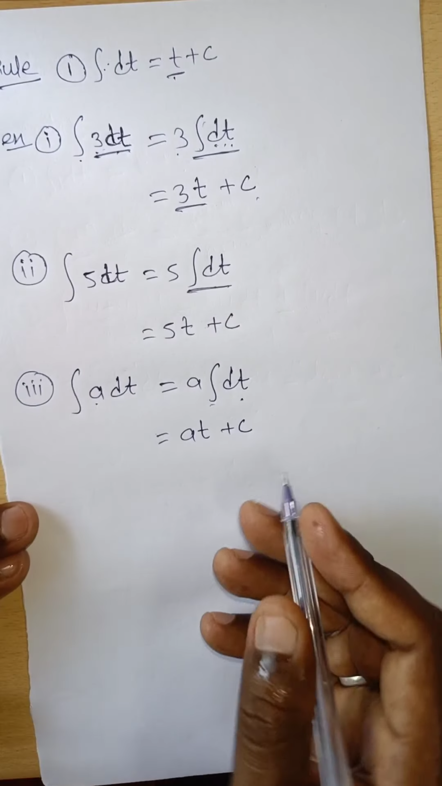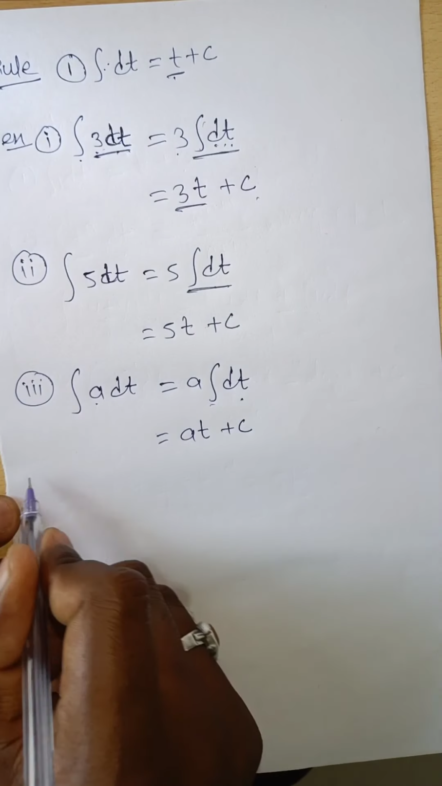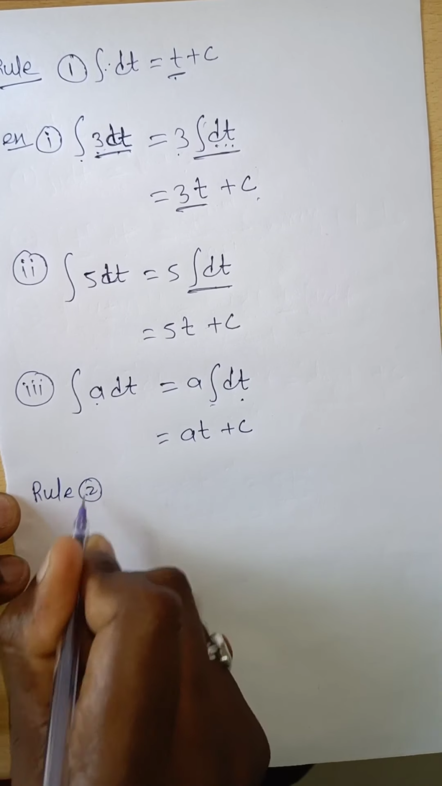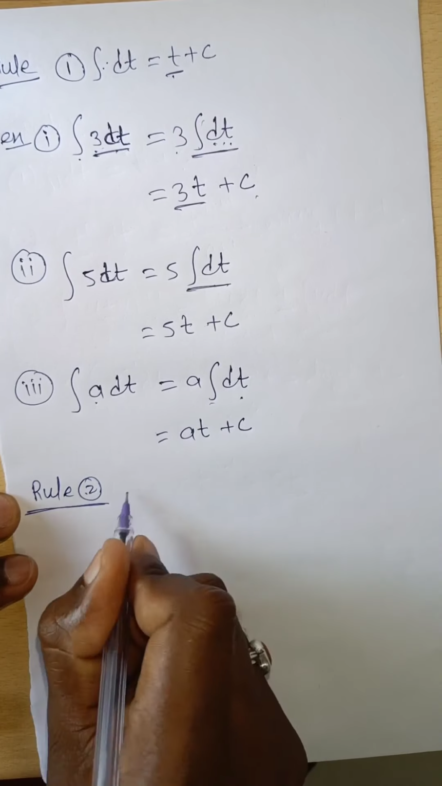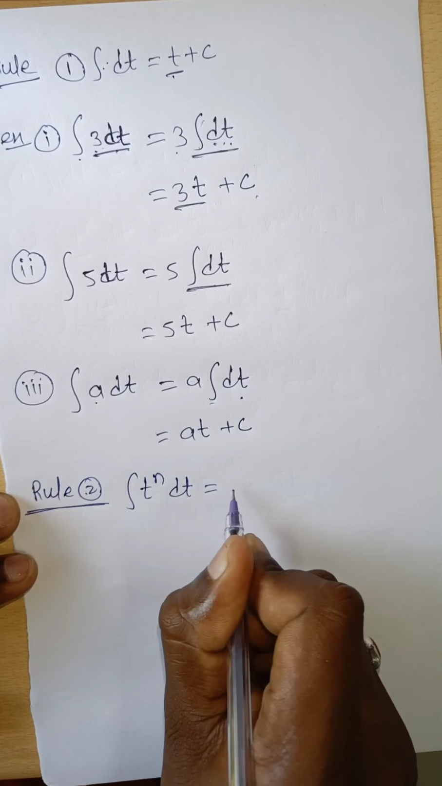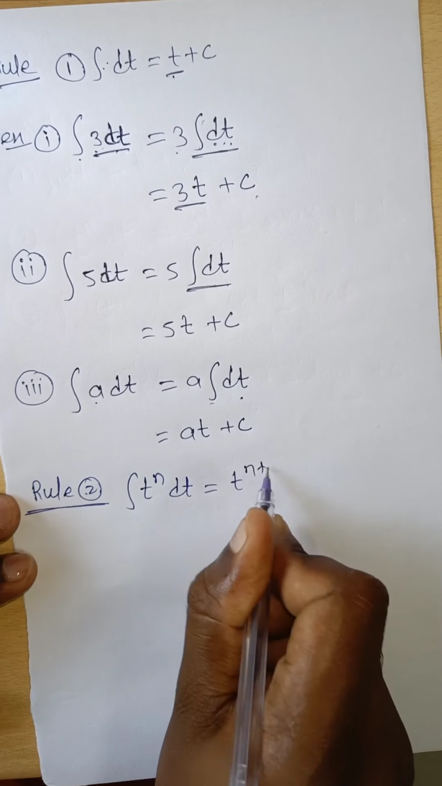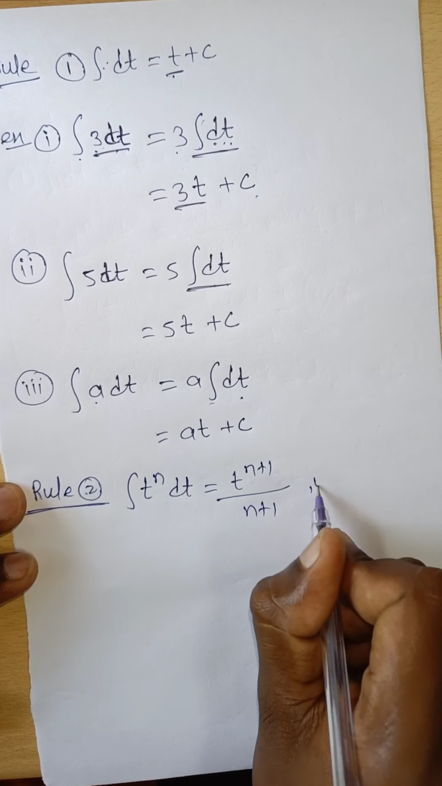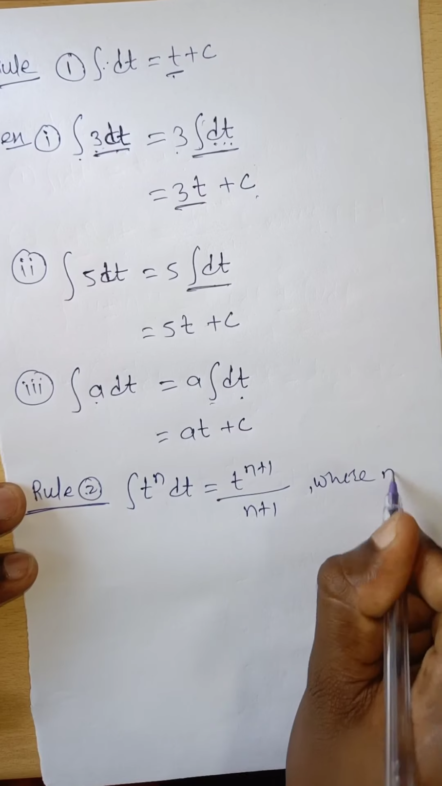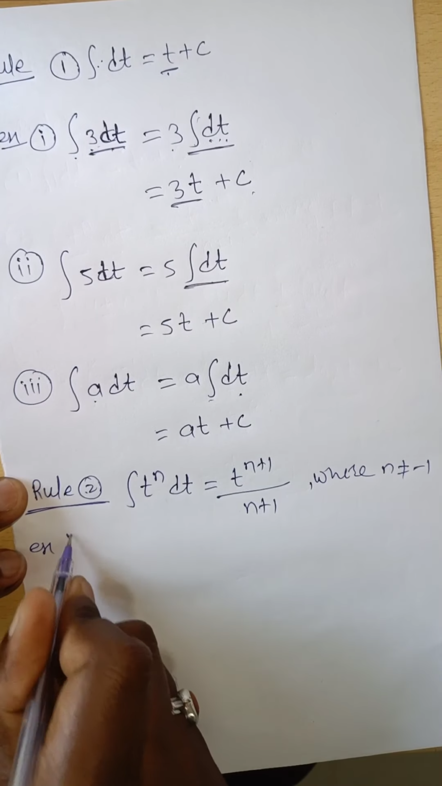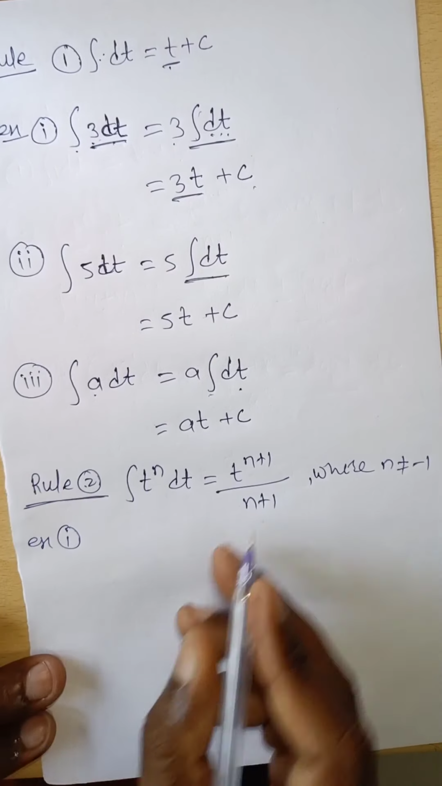Now this is about rule 1. Next, rule 2. What is rule 2? Integration of t to the power of n dt is equal to t to the power of n plus 1 divided by n plus 1, where n is not equal to minus 1. Now see examples based on that.